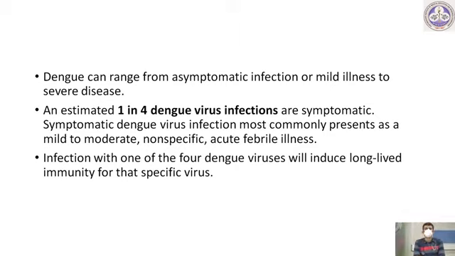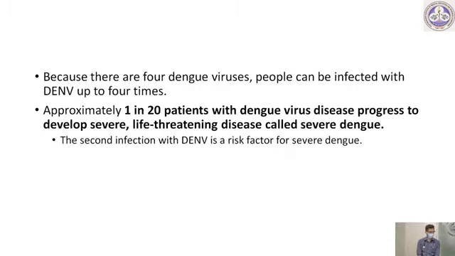Infection with one of the 4 dengue viruses will induce long-lived immunity for that specific virus only. Because there are 4 dengue viruses, people can be infected with dengue virus up to 4 times. Approximately 1 in 20 patients with dengue virus disease progress to develop severe life-threatening disease called severe dengue. The second infection with dengue virus is a risk factor for severe dengue.